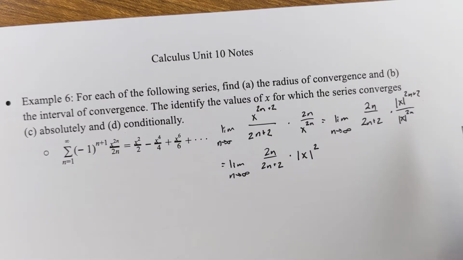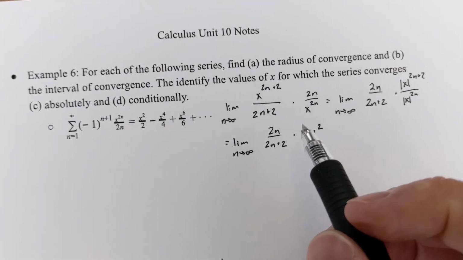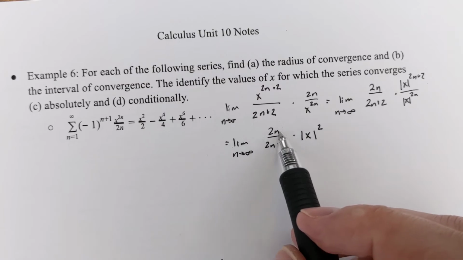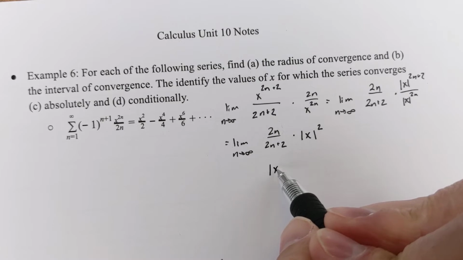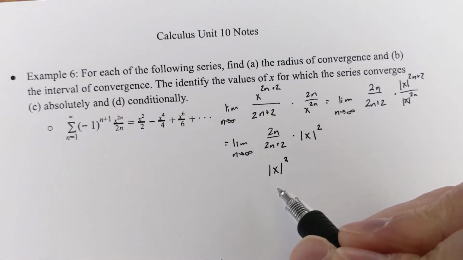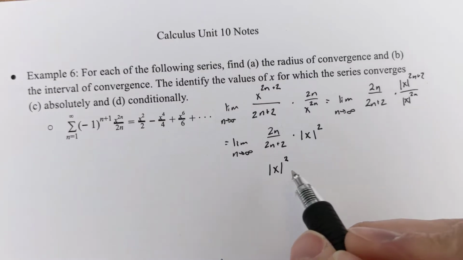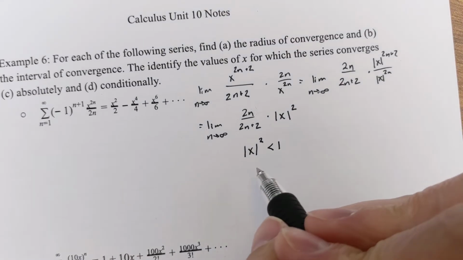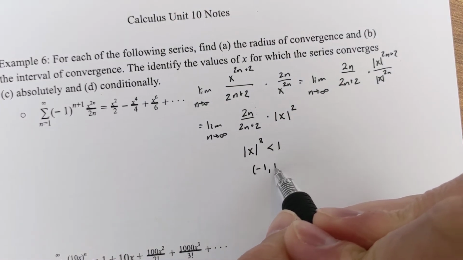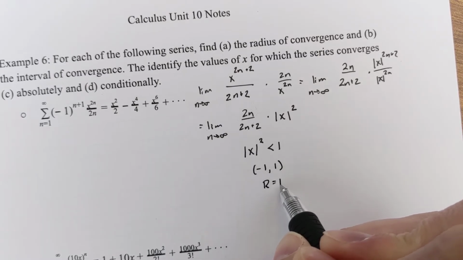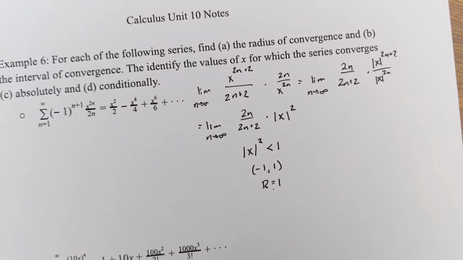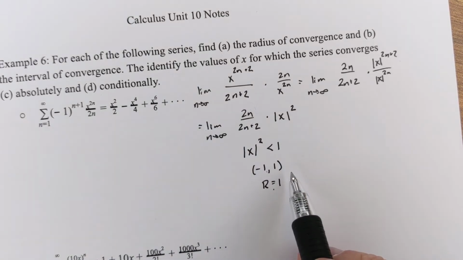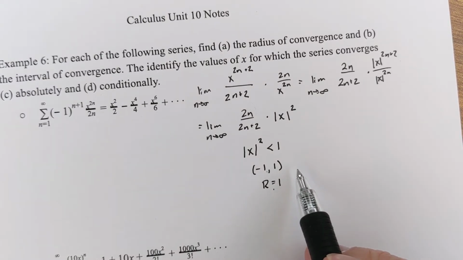So if I do the limit, only lead terms matter, so this limit is essentially just 2 over 2, or 1. So this becomes just the absolute value of x squared. For it to converge, this has to be less than 1, which means our interval is -1 to +1. So the r value is 1. So there's the radius of convergence, and the interval of convergence. Now check out the endpoints, so at +1 and -1. Let's see here.